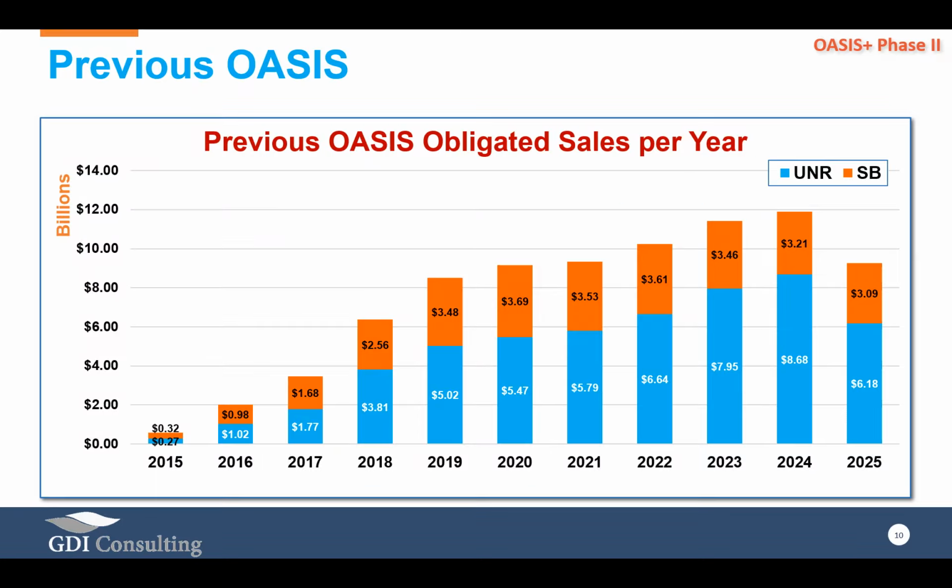So this is the graph showing the government's spending on this contract during its course of performance. And you can see that towards its end, the government was spending about $10 to $12 billion per year on this contract. Blue is the unrestricted contracts spendings, and orange is the small business contracts spending.